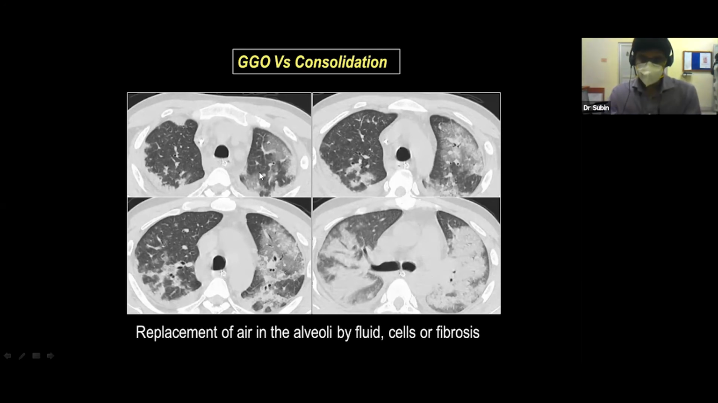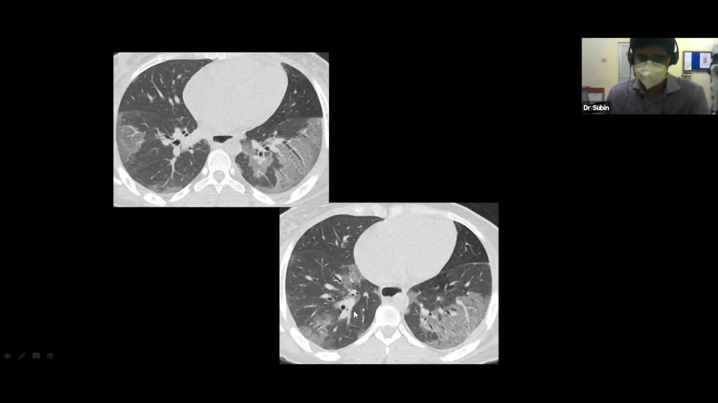So how do you differentiate ground glass versus consolidation? Ground glass is like this. You'll be able to see the vessels through it. If you can see the vessels through it, then it's ground glass. This is more like consolidation, where you don't see the vessels through it. If you see this really light, dense appearance, that would be a ground glass opacity. Ground glass opacity just means there is air which is replaced in the alveoli by anything like fluid, cells, or blood. Anything can be replaced, and that can cause ground glass.